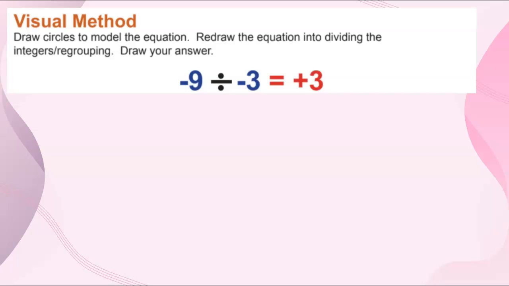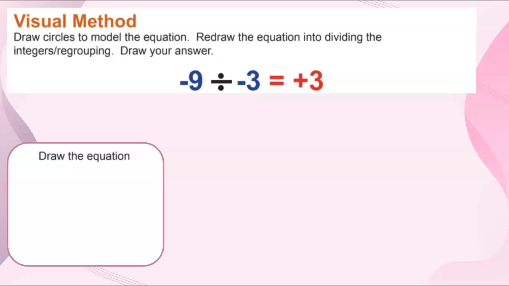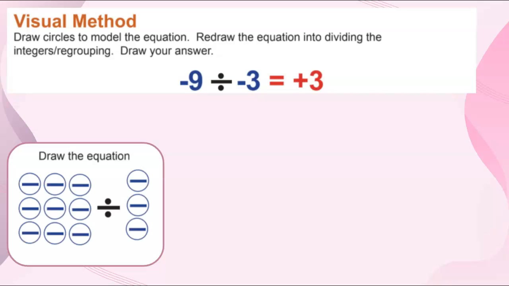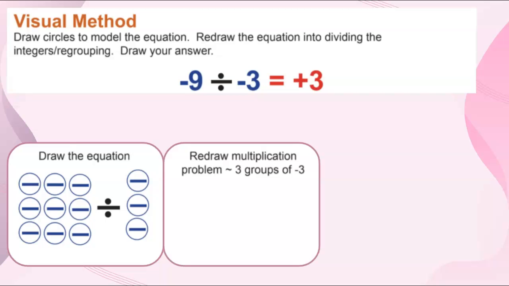So here we have that same problem, -9 divided by -3. Now, we already know that equals +3, but let's see that we get that same answer while we use our visual method. So first step, we're going to draw the equation. So I have -9 divided by -3. Now I'm going to redraw the multiplication problem.